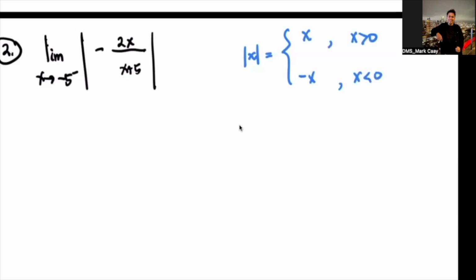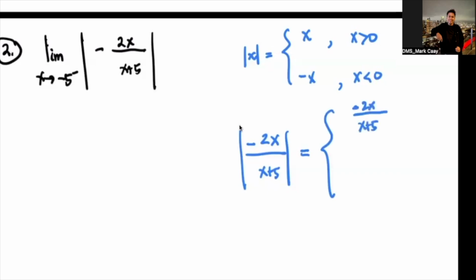Similarly, ang mangyayari sa case naman na ito, yung negative 2x mo kasi all over x plus 5, magiging negative 2x, walang magbabago, it's still the positive value of the inside, if x is greater than negative 5. Pero magne-negative siya, this one, if x is less than negative 5. Okay, so sa case na ito, however, it goes actually from the left. That means you take all the values from the left of negative 5, which is less than negative 5. So basically, ang kukunin natin dito is eto siya.